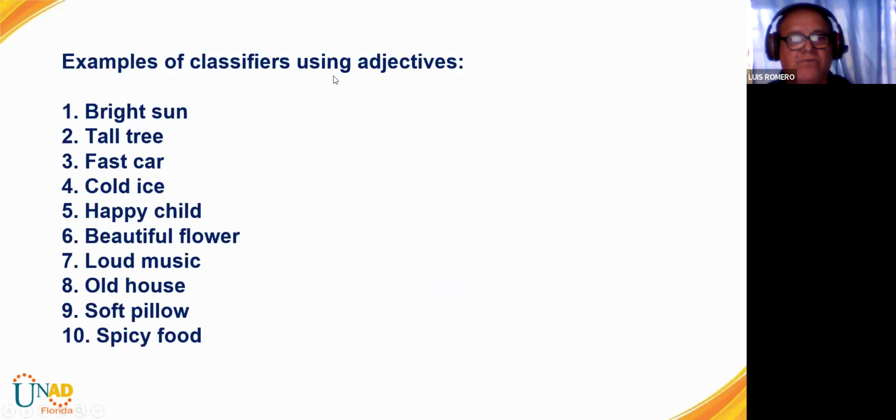Here you have some examples of adjectives working as classifiers: bright sun, tall tree, fast car, cold eyes, happy child, and so on and so forth. So you have here 10 examples of words which are adjectives and are describing the last word in these short phrases. And they can also be called noun clusters in some grammar aspects.